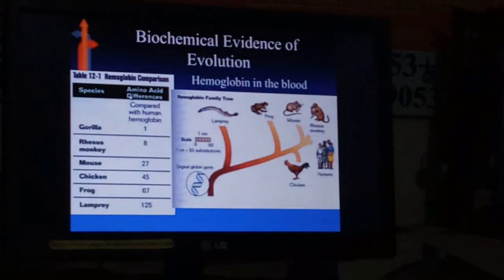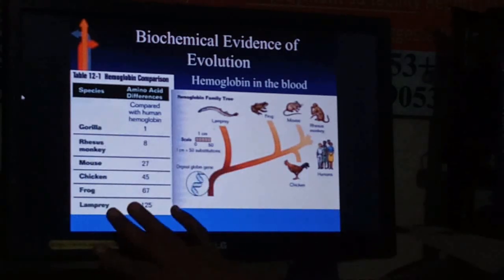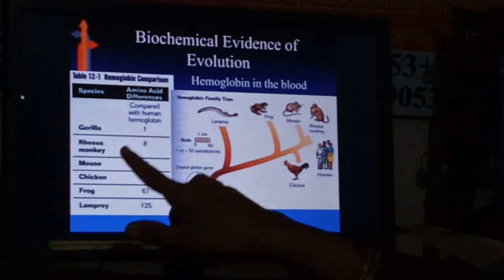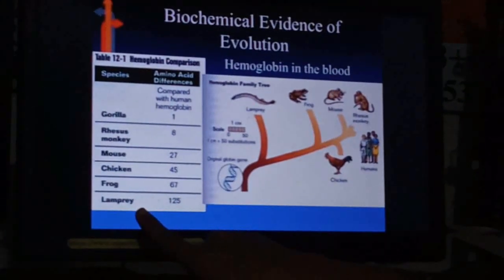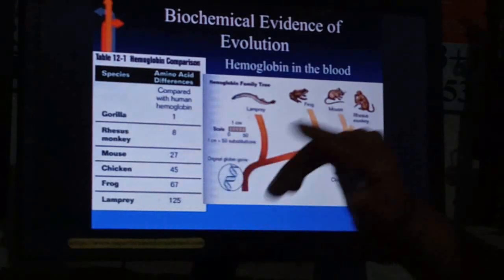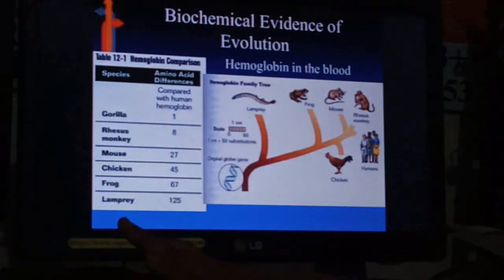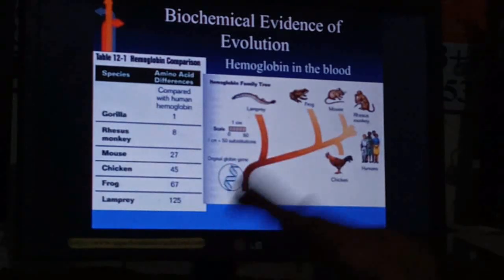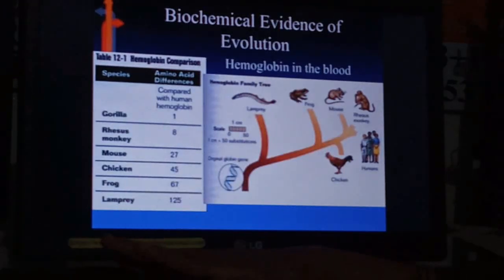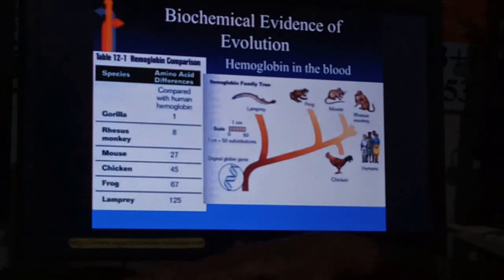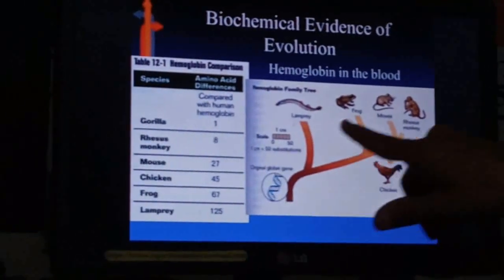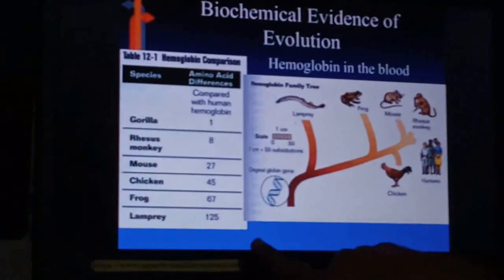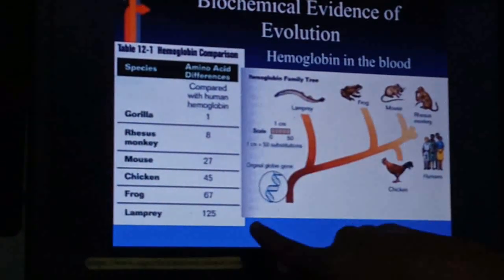See another example of biochemical evidence. These are different animals: gorilla, rhesus monkey, mouse, chicken, frog and lamprey. And you know that in hemoglobin there is a chain of amino acids, because hemoglobin is a protein and proteins are made up of amino acids. So just see here, the number of amino acid differences with the human amino acids is given.